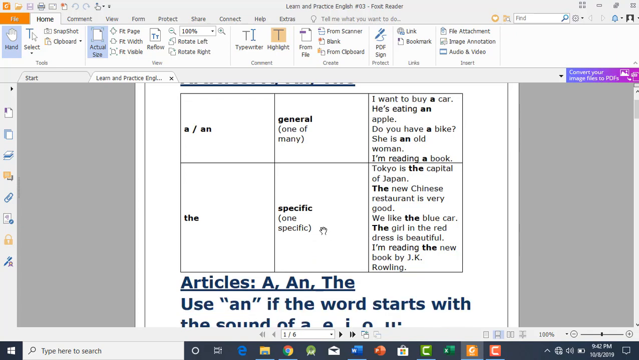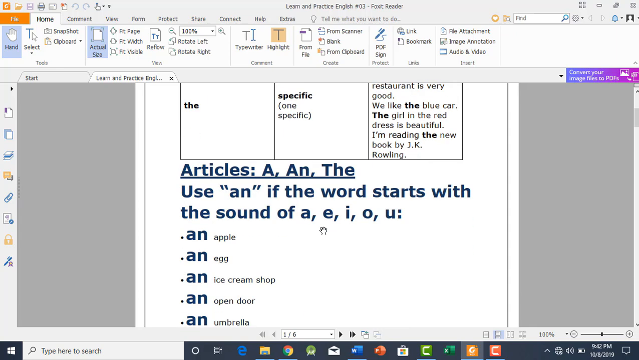So now we look at a very good explanation of the situations when we use a and an. Till now we have an idea that a and an are basically used when we have general situations, and the is used when we have specific situations. But how do we differentiate these two, a and an? Basically, we look at words starting with a, e, i, o, u, like apple, where the starting letter is a, egg, starting letter is e, ice cream, starting letter is i.